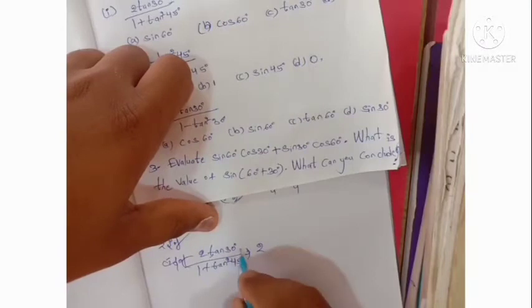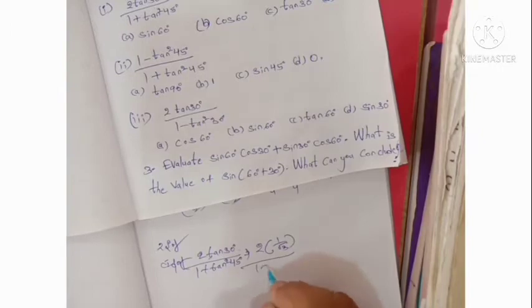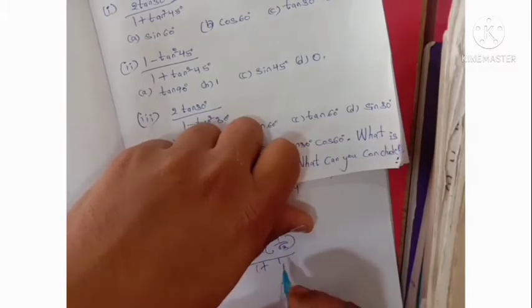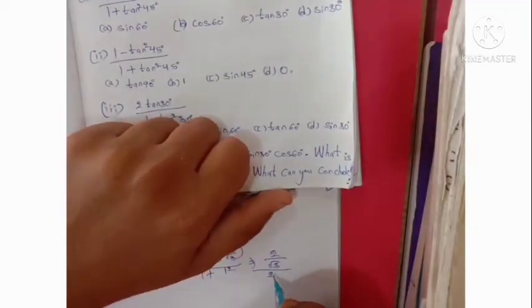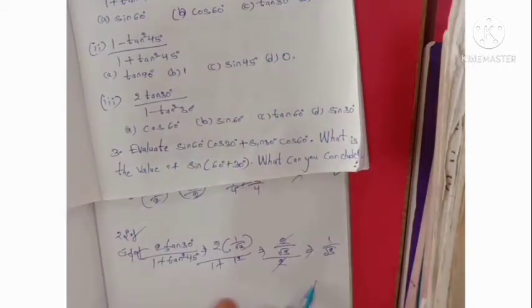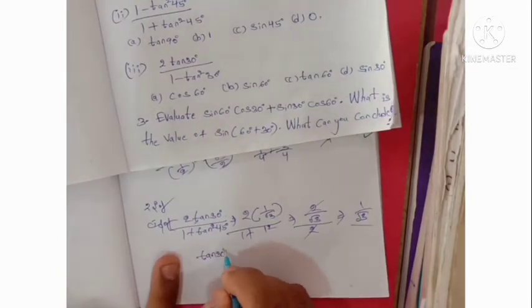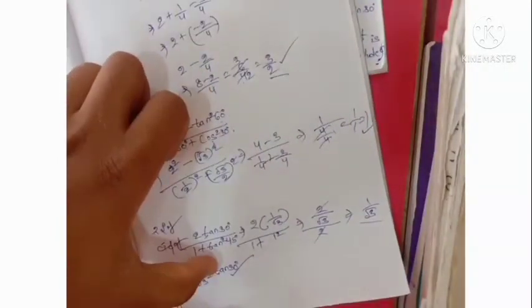See, let's simplify. Tan 30 is 1 by root 3. 2 into 1 by root 3. Then 1 plus tan square 45. Tan 45 is 1, 1 square. It is 2 by root 3 by 1 plus 1 square, which is 2. Then 2 gets cancelled. It's 1 by root 3. At which value will we get 1 by root 3? Tan 30 degrees. Tan 30 degrees is equal to 1 by root 3. Then the answer is tan 30. It's option C.